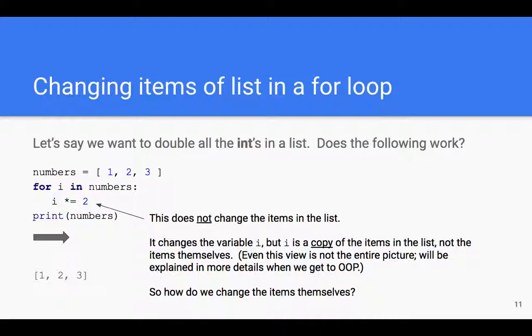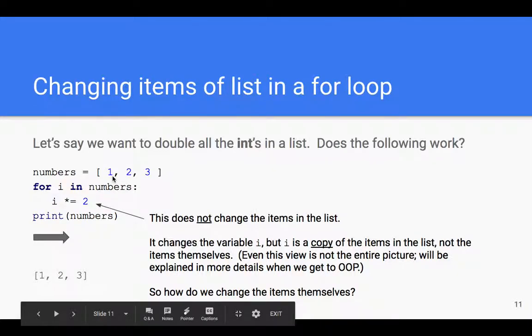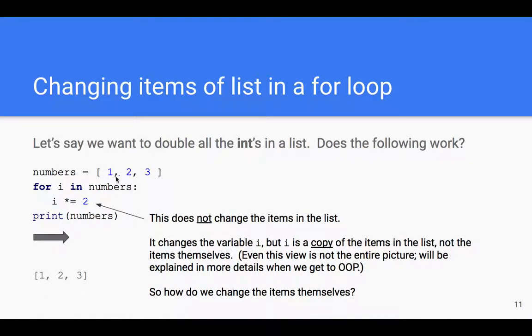Okay, and well, this description is actually slightly inaccurate. When we get to the object-oriented part, it will be more clear. But for now, it's okay to think of i as just a copy of the item. It's i is not the item in the list itself. That's why when we change i, and i did indeed get changed, but the items in the list are not updated. Okay, so how do we change the items themselves then?